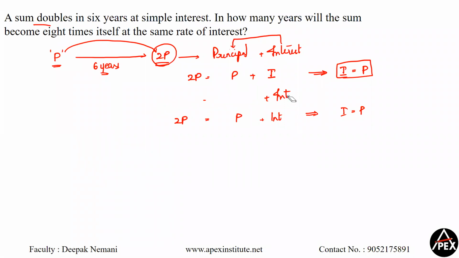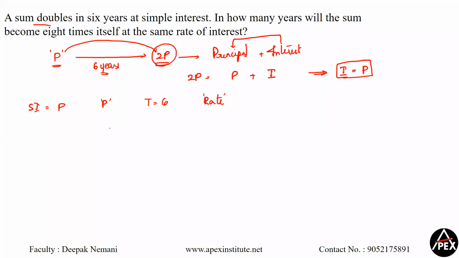Now, let us understand. What do we have with us? Now we have simple interest accrued in these 6 years. So SI is equal to P, principal is equal to P, time period is equal to 6. What should be determined? What can be determined? Rate of interest, isn't it? We can determine the rate of interest.